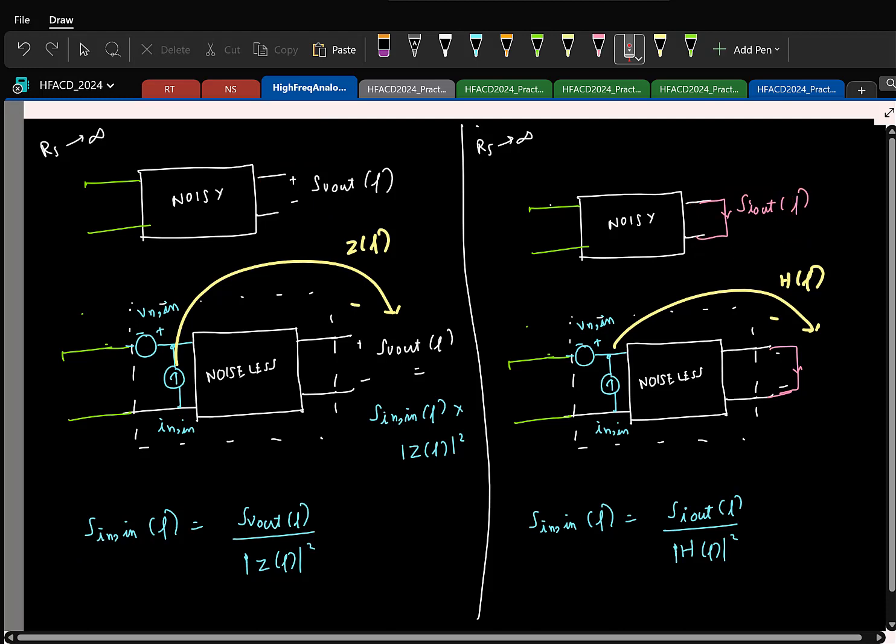So just think about it. We'll look at a few problems in the next class, then it will become very clear. Okay, so let's stop it.